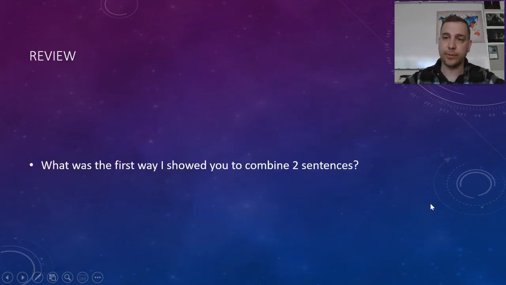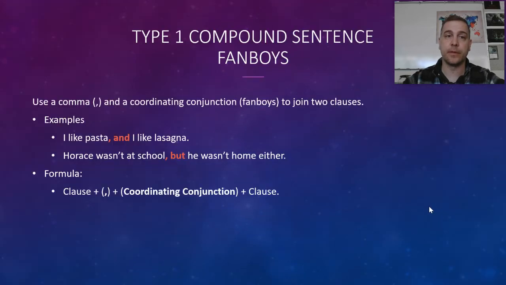And so here's the review. What was the first way I showed you to combine two sentences? Do you remember? It is using a comma and a coordinating conjunction to combine two sentences. This is the first of 3 ways I will show you to combine sentences together.